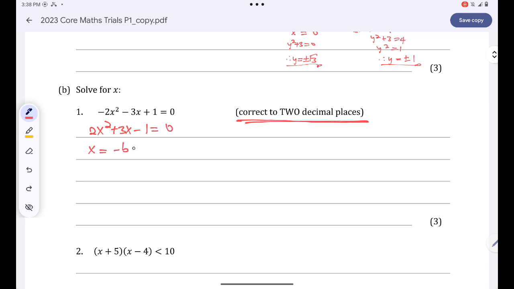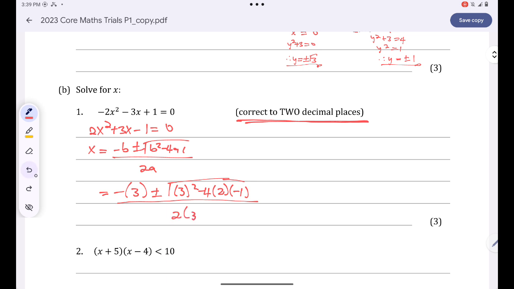x is equal to minus b plus or minus the square root of b squared minus 4ac, all over 2a. b is just equal to 3. Remember that, guys, b is the coefficient of x. Are you together? And then a is the coefficient of x squared. c is our constant term, all over 2a. And then these guys will simply give us our x values. Let's just punch in our calculator.